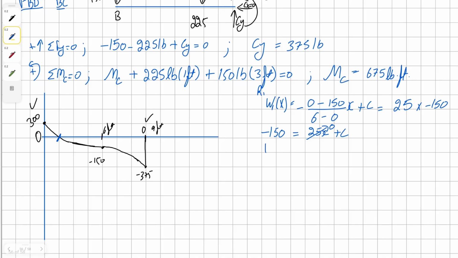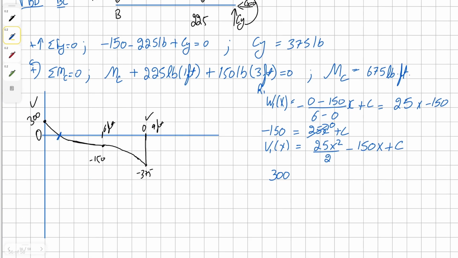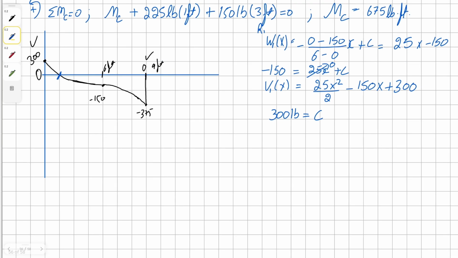Alright, now we can find our shear equation, which is simply the integral of the load. So it's going to be 25x squared divided by 2, take away 150x plus the constant. To find our constant, we know our shear is 300 pounds when x is 0. Therefore, our C is 300. So we're going to switch our constant from C to 300.